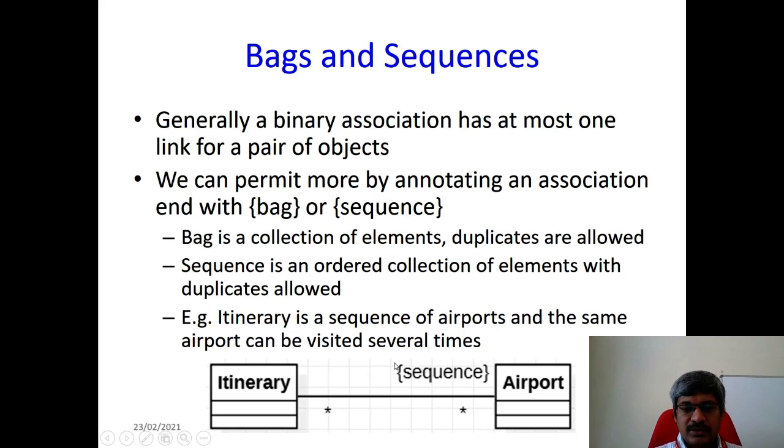This itinerary and airports example, I will discuss in detail. A bag is a collection of elements, and duplicates are also allowed. A sequence is an ordered collection of elements, and duplicates are allowed. So think about this one. Itinerary is a class, and airport is again a class. So it is a many to many relationship.